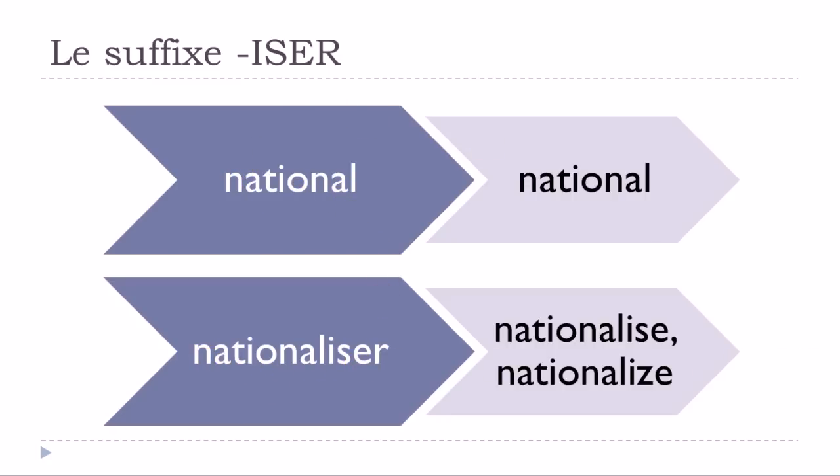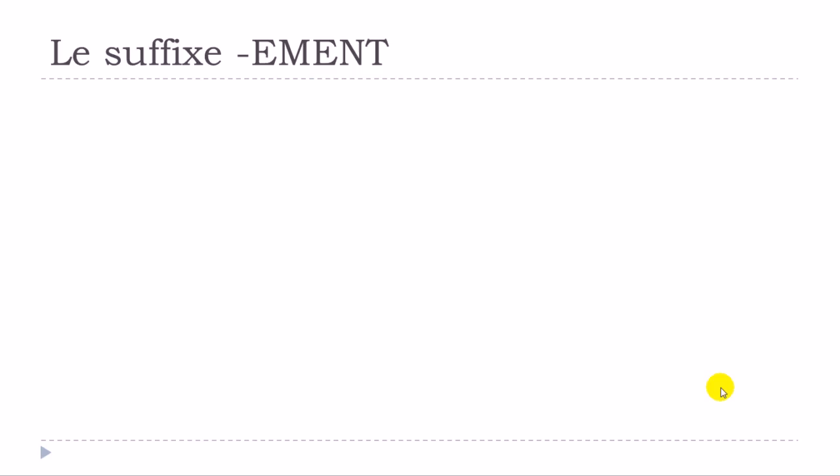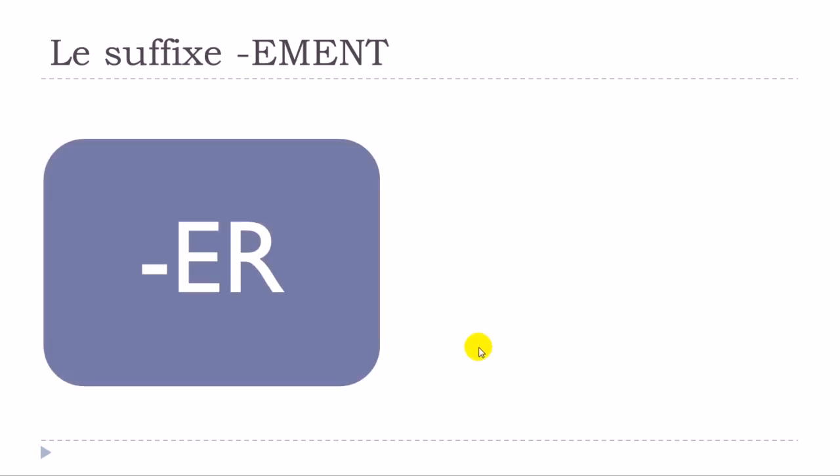Nationalisé. Le suffixe -ement, and the idea is to see how we can make a noun from a verb. If your verb is ending with er, that's what we'll see in this video. But of course, as usual when we learn French, it doesn't concern all the verbs ending with er. But the verbs that we'll see in this lesson will work with that concept.